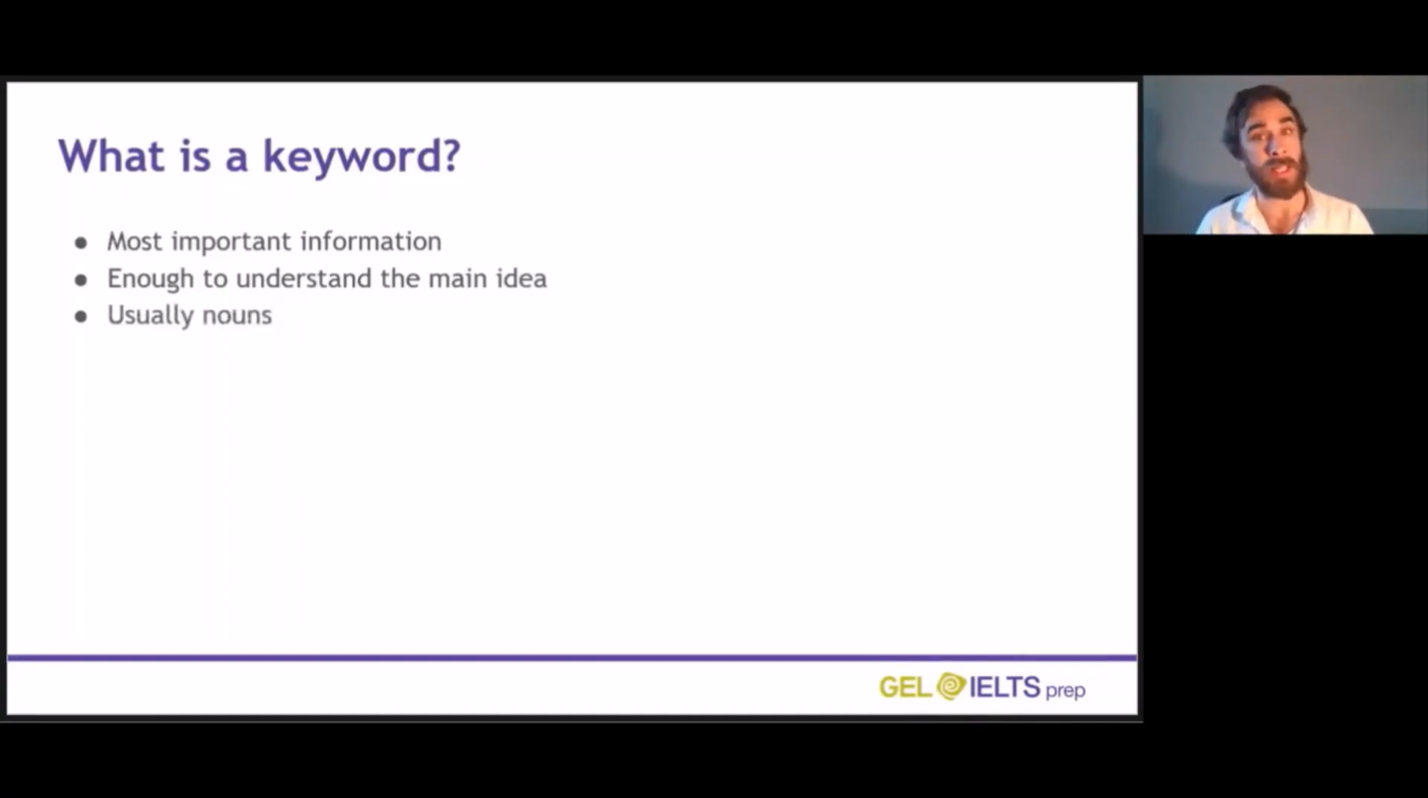Keywords are usually nouns, so things like people, places, and locations. However, they can also be verbs if the activity is very important, and they can also be adjectives. For example, a word that describes the function or the material of an object could be a keyword. So we're going to look at an example now.